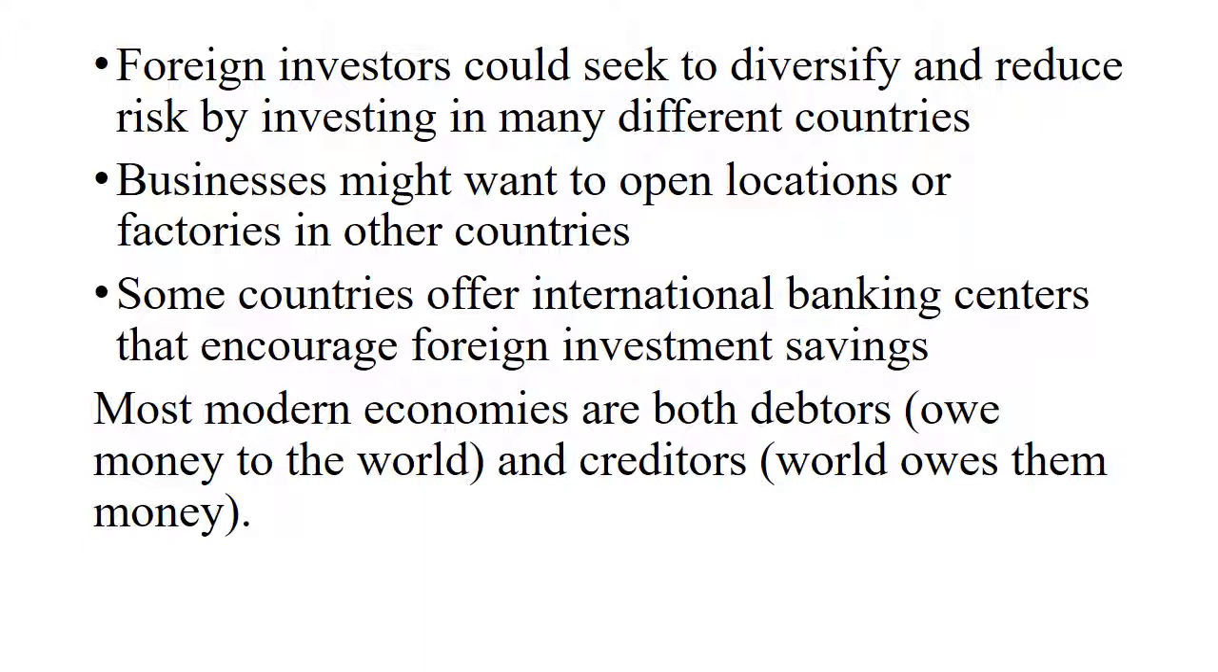So because of all of these complicated factors, most modern economies are both debtors and creditors. Debtors, people that are in debt, owe money to the world. Creditors are people that are lending out money and the world owes them. So maybe we have a loan from one country, but some other country has a loan from us, and vice versa. And most countries are like that. There are some countries that are just in debt or that are just creditors, but usually it's a combination. And you might be a debtor to one country and a creditor to another.